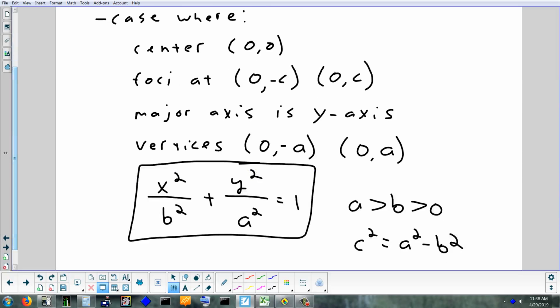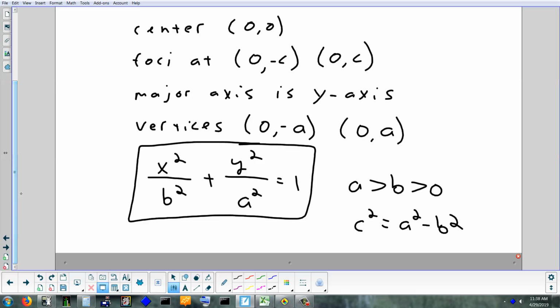Now, looking at this equation, what's the only thing that changed compared to the equation you had before? Position of a and b. Yeah, a and b just switched places. That's the only difference. Now the bigger number is under the y, so everything's going to go along the y-axis, up and down. Other than that, that's the only change. Any questions on that one?